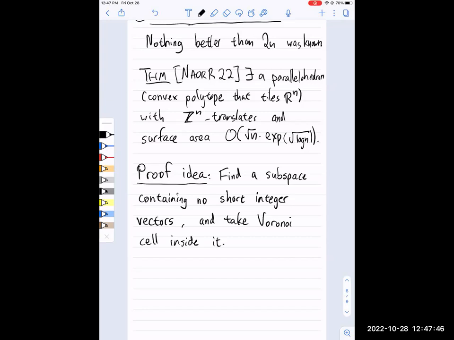I mean, I can find a Voronoi cell inside a subspace, but I care about tiling of all space, not of the subspace. Well, yes, that would not be good. Yes, so I need some extra properties. You're saying if I'm going at some irrational angles again, it's going to have lattice points inside it.